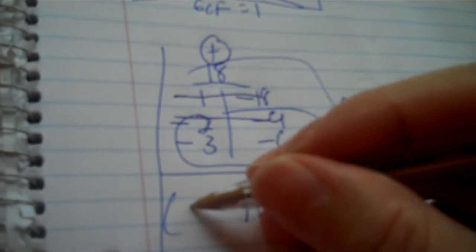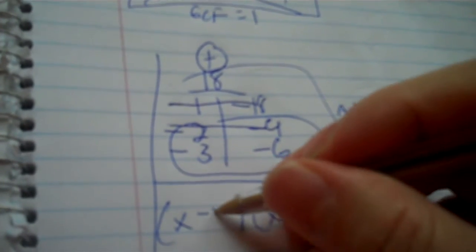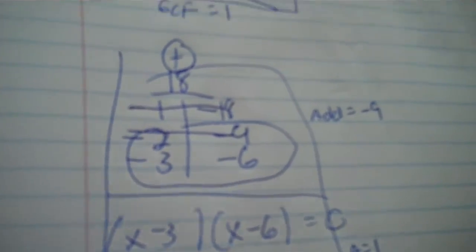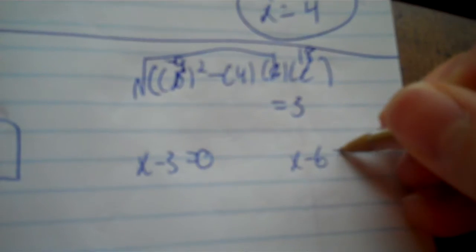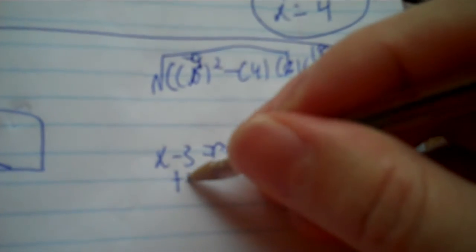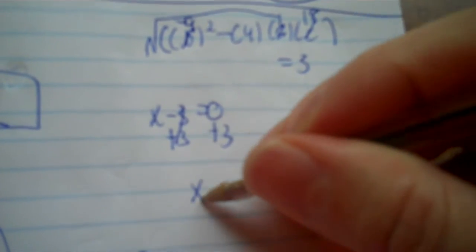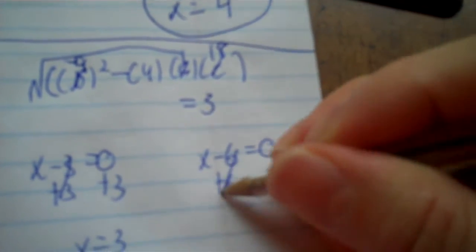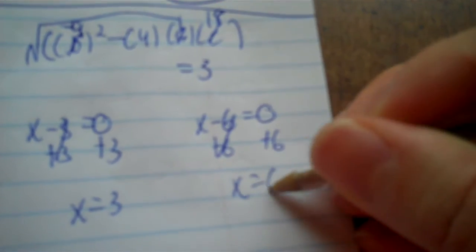Now your a is 1. If the x squared has a 1 in front of it, you can just get rid of it and make two parentheses x, x. So minus 3 minus 6. So x minus 3 could equal 0, or x minus 6 could equal 0. So we'll add a 3. So x equals 3. Then add 6, x equals 6. 3 and 6 are the two answers for x.